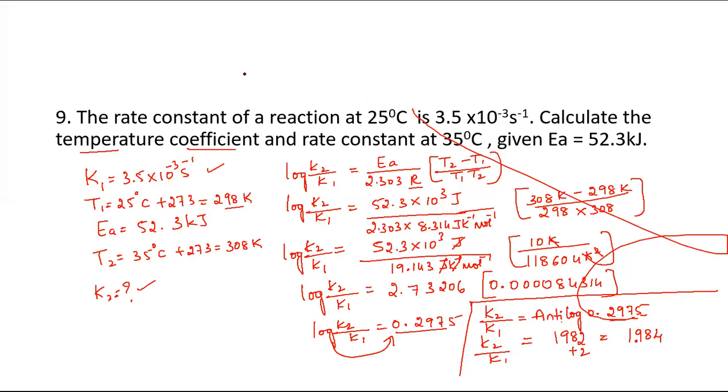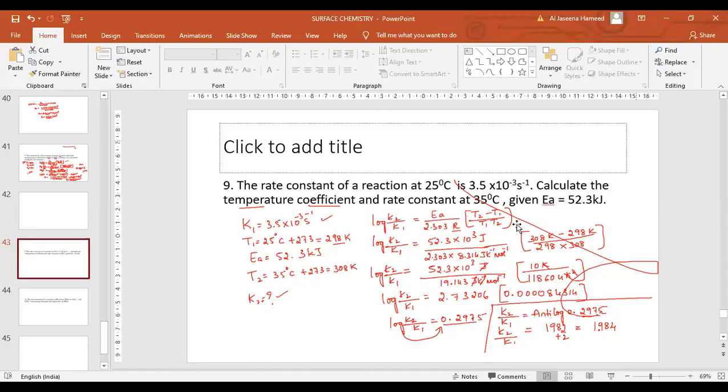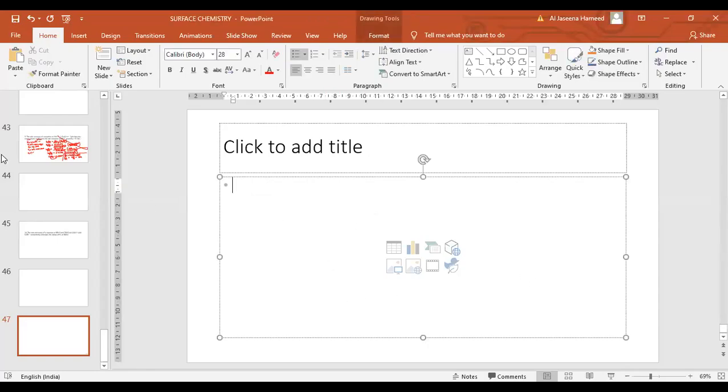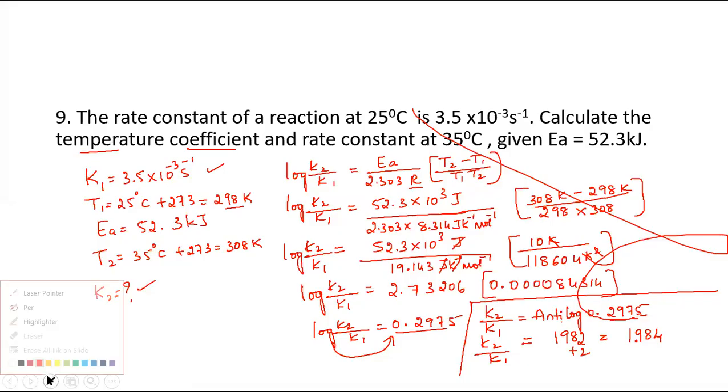Just a minute. Okay, so what value did we get here? Okay, K2 by K1 is equal to 1.984, right? K2 by K1 is equal to 1.984.